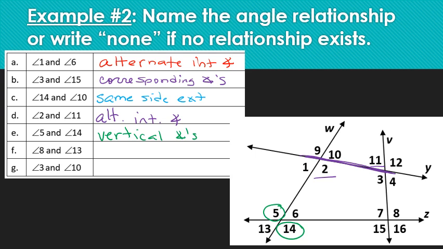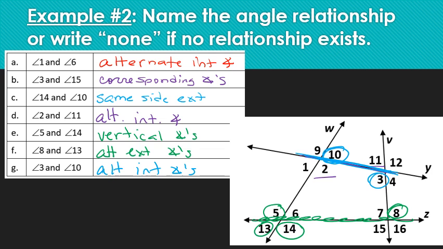Angle 8 and angle 13. So here's angle 8 and here's angle 13. So angle 8 and angle 13 share transversal V. They are exterior and they are on opposite sides. So those are going to be considered alternate exterior angles. And then I'm going to look at angle 3 and angle 10. So angle 10 is right here and angle 3 is right here. So angle 3 and angle 10 compared to this transversal right here, transversal Y, those are interior and on opposite sides, so those are going to be considered alternate interior angles.